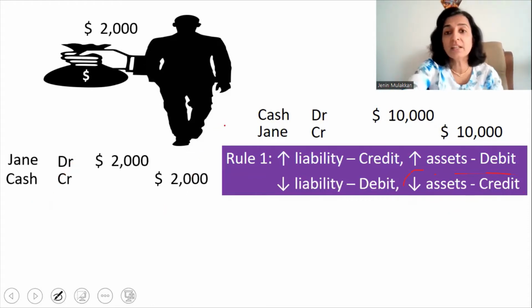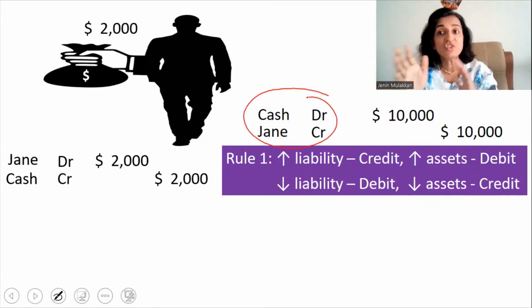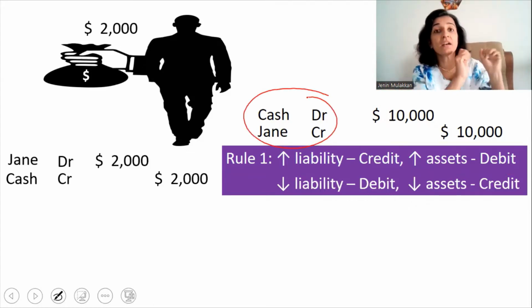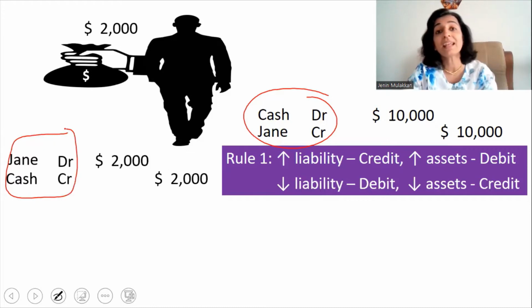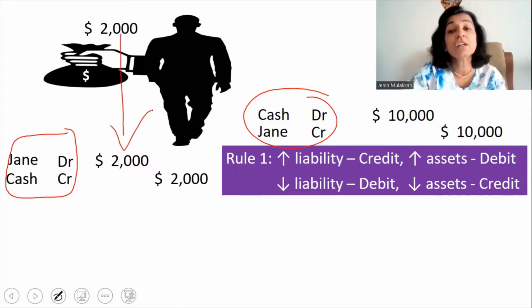If you notice, in the first case, when we borrowed the amount, it was cash account debit and Jane's account credit. When we are returning the amount, we are passing exactly the opposite entry. Jane's account is debited and cash account is credited with the amount that we paid. That is $2,000. So now, as and when a transaction takes place, an accounting entry is recorded in the books of accounts.